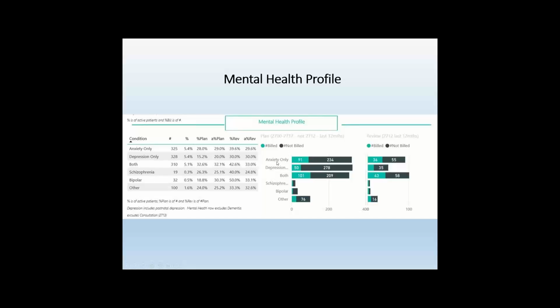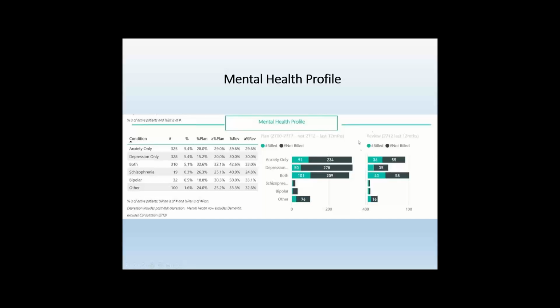So if we go across to the graph, looking at anxiety, the total length of that bar represents that 325 patients with anxiety, and the color coding is showing us that 91 of those patients were billed for a mental health treatment plan in the last 12 months, while 234 of those patients were not billed.